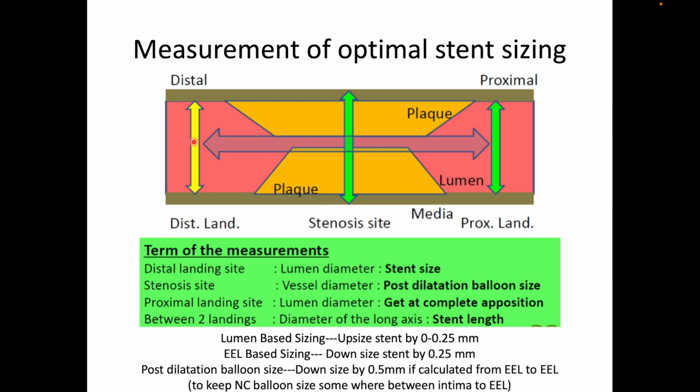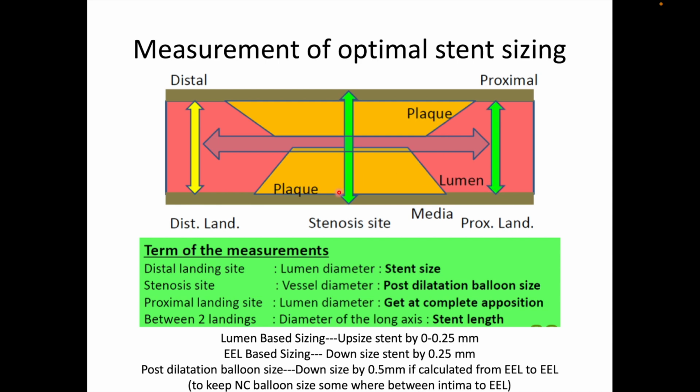So you measure the lumen diameter, and that's the diameter of the stent that you will select. At the proximal level, again you will go intima to intima, and what you want to see is good optimization of your stent. It should be well opposed, there should be no stent edge dissection. That is what you are looking at in the proximal reference segment.